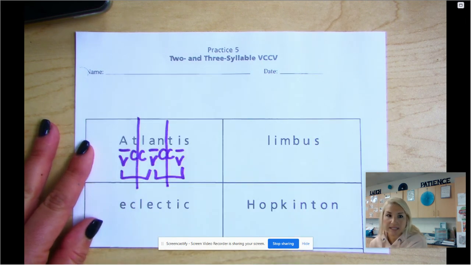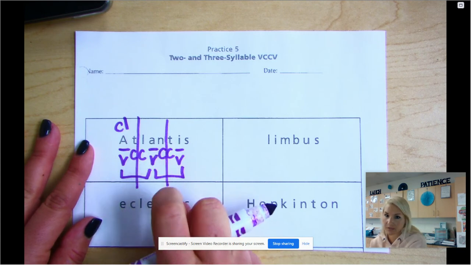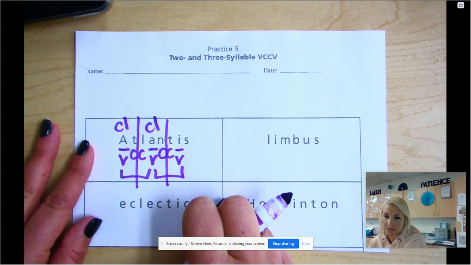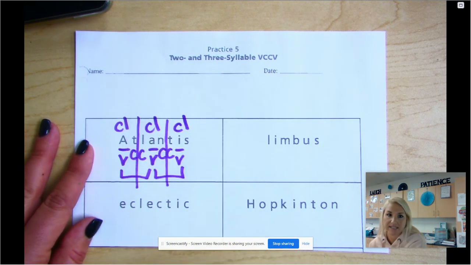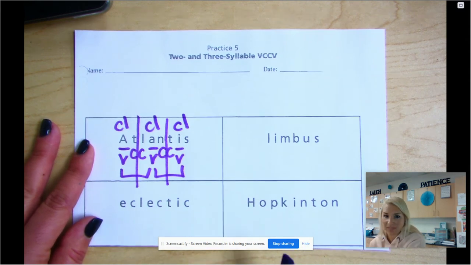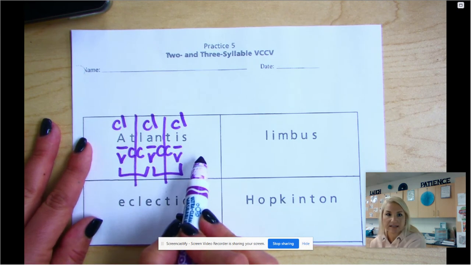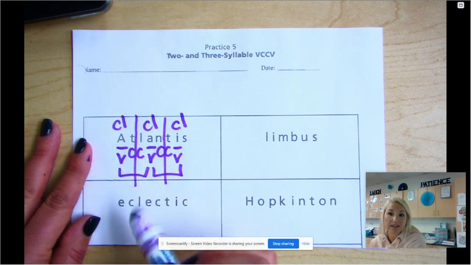And now I have 3 syllables. I have to say them out loud. I have at, I hear that's closed. Lan, that's closed. And tis, that's also closed because I hear it. We don't hear an open syllable that would say its name. So now I'm going to read my syllables and then blend the word together. Atlantis, Atlantis. I'm noticing that the A is capitalized, which means this is a proper noun and a name of something.